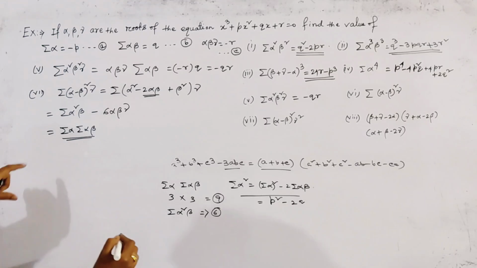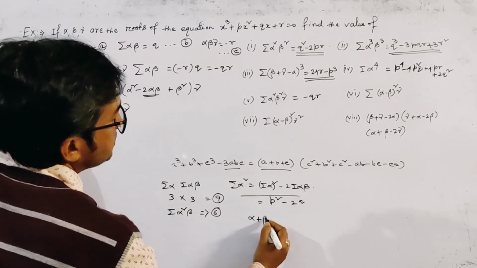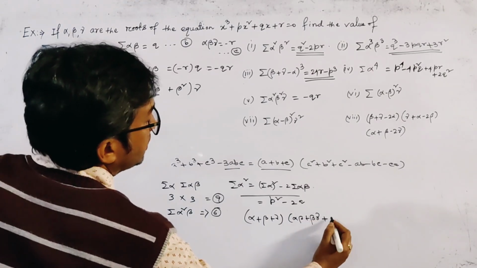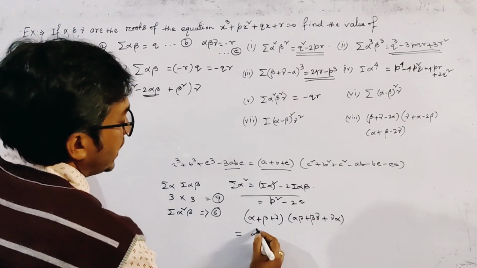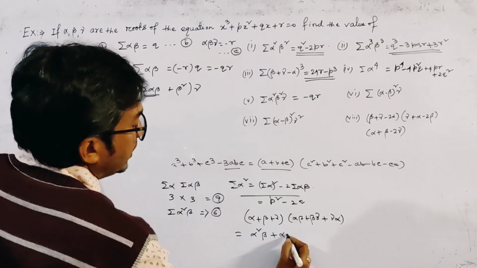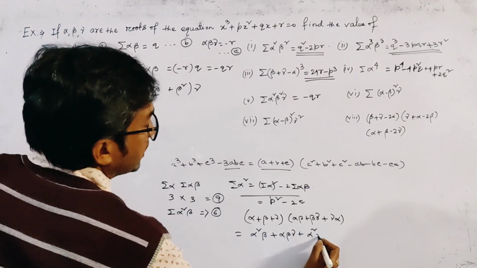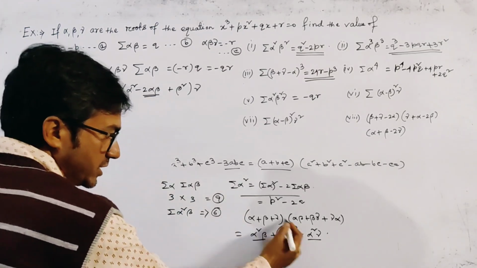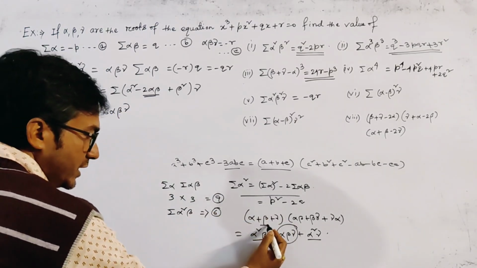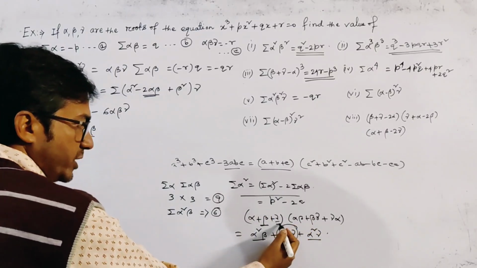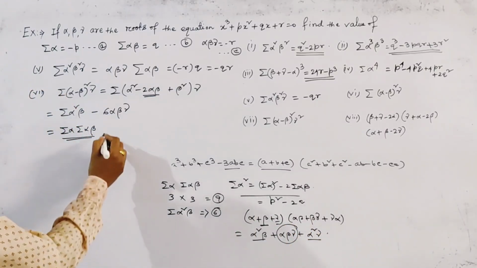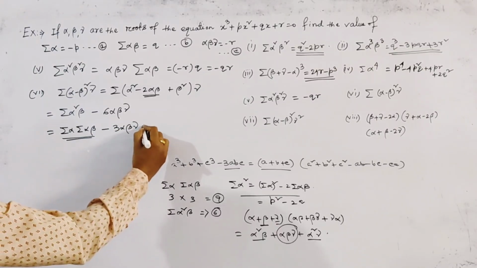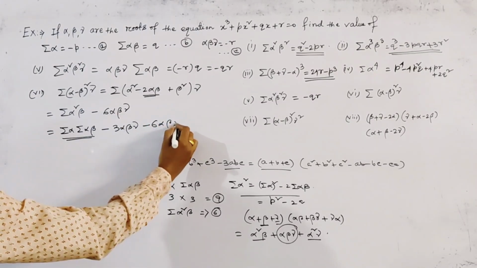Because if we see alpha plus beta plus gamma into alpha beta plus beta gamma plus gamma alpha, then we get alpha square beta, alpha beta gamma and alpha square gamma. This and this term are in the summation of this, but this is the extra term. From here we get also one extra term, from here we get also here. So we write here this is minus 3 alpha beta gamma, and already here 6 alpha beta gamma.